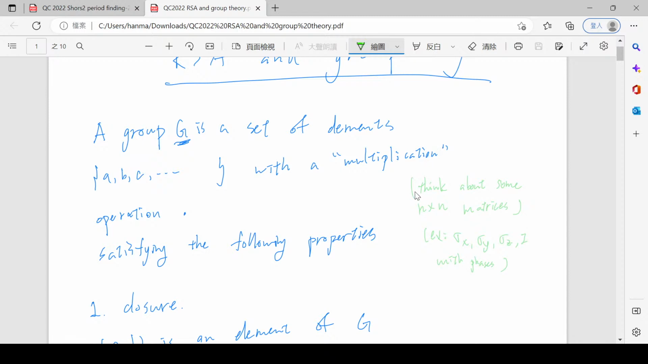But for a quick, easy way to visualize a group, you can just think about those elements as some n by n matrices. This is, I think, the most natural way to think about groups. Mathematicians like to abstract things, but they also secretly like to think about groups as n by n matrices, and this is really cool. And they develop a whole theory around this. It's called representation theory. So representation theory is a lot about how to write your group in terms of matrices.